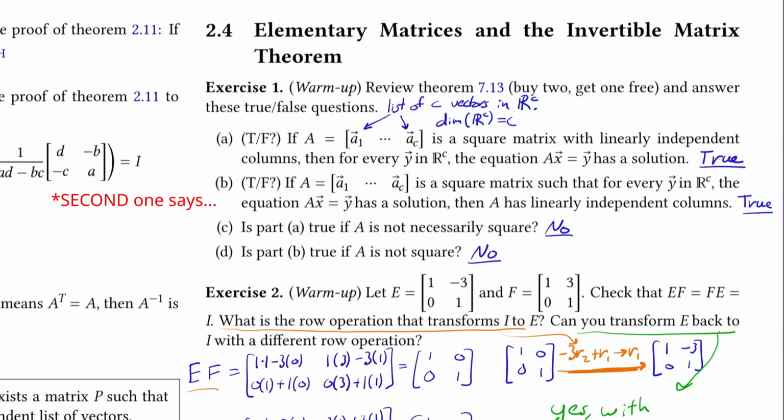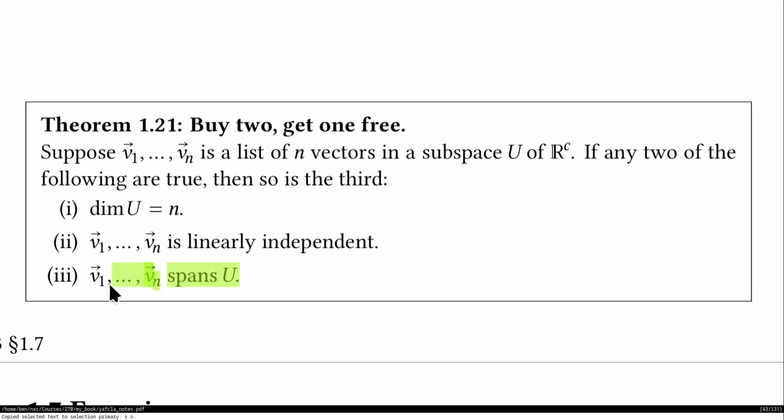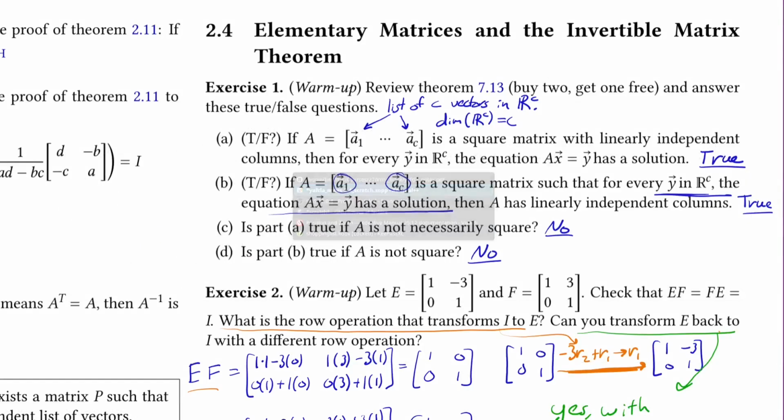So the first one says you have the right number of vectors equal to the dimension of R^C, and it says for every y in R^C, the equation Ax equals y has a solution. That means that the columns a1 through ac of A span R^C. So that makes part 3 of the theorem true, and the buy two get one free theorem says that makes the other thing automatically true.